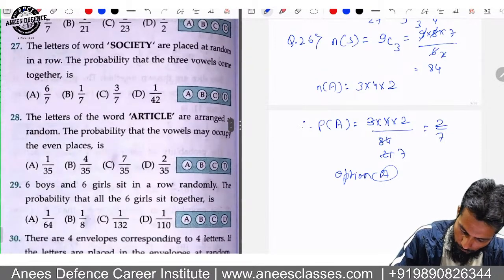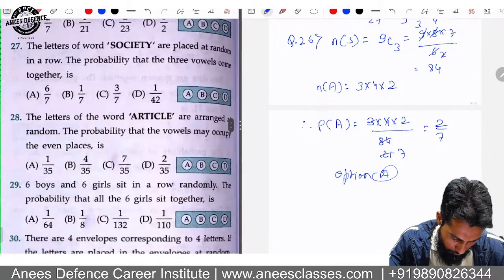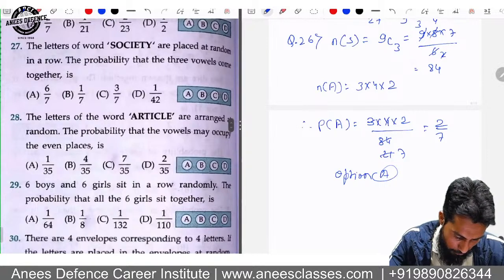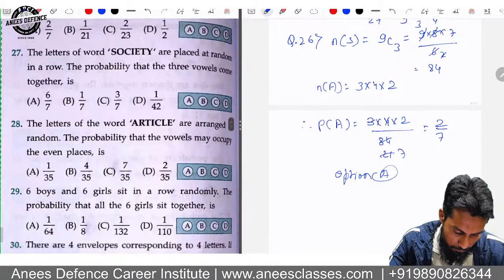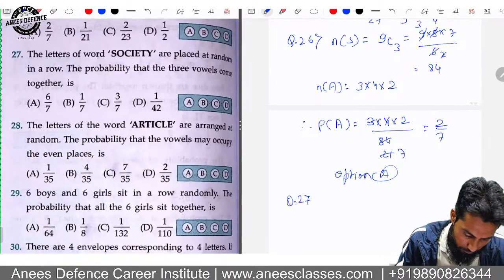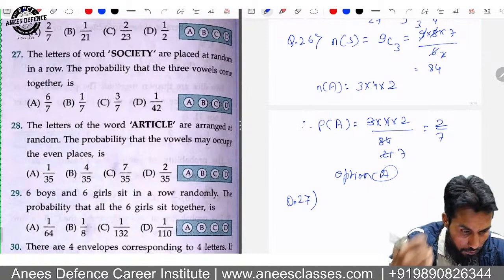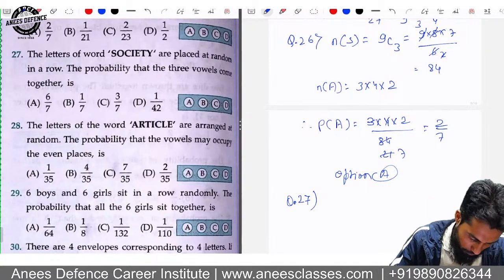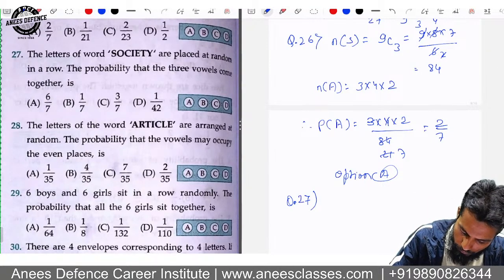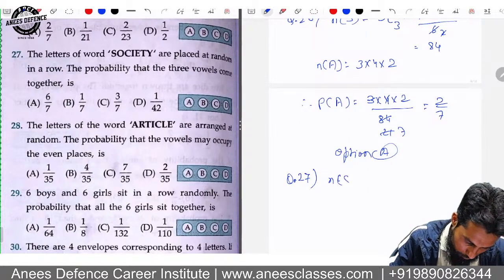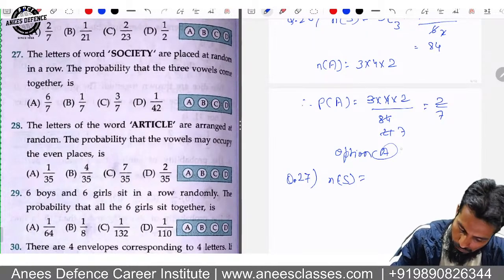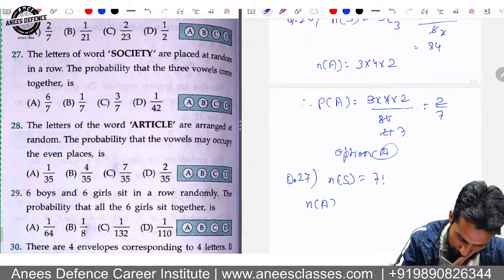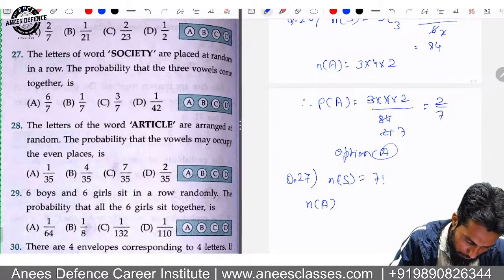Based on combination, I think. The letters of the word society are placed at random in a row. Fine. The probability that the three vowels come together. How have you done it? 27B. Yeah, 1 by 7, correct. So first tell me about the sample space. Simply 7 factorial, that's all. Then event. What do they want? Vowels should be together. So I, O, E should be together.